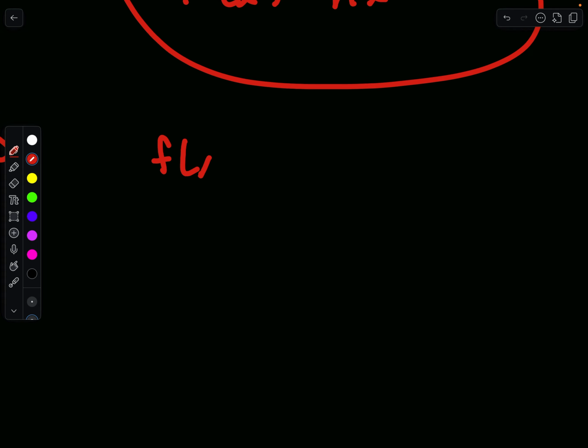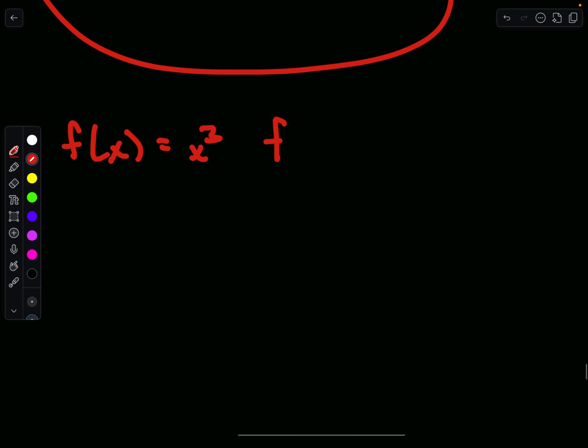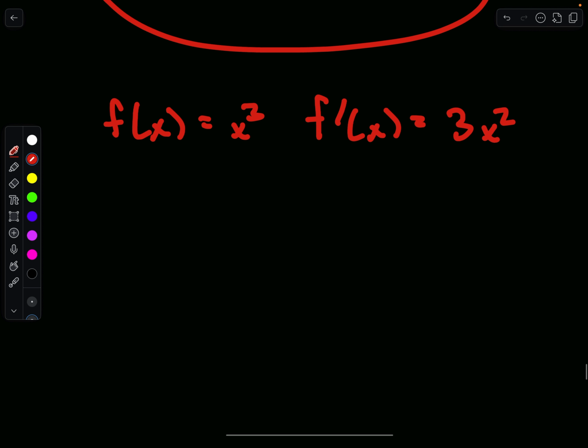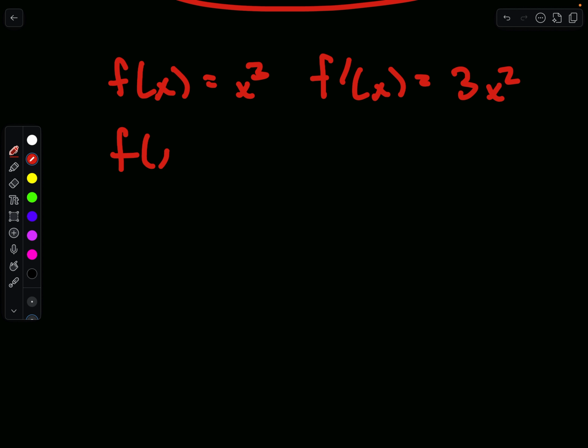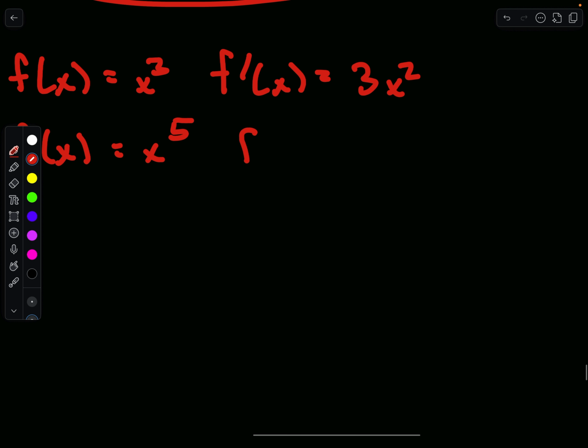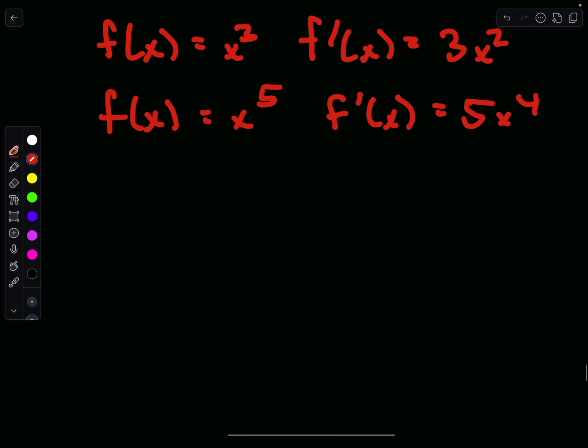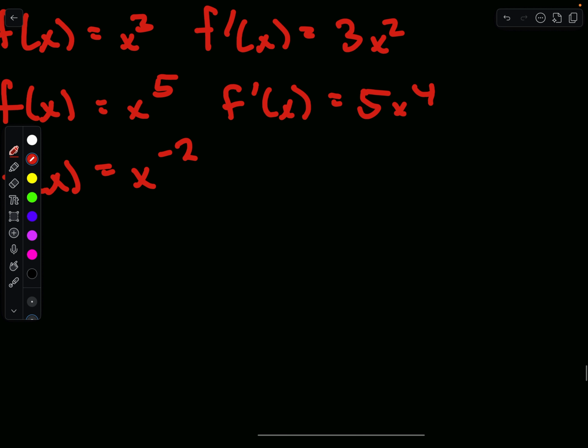Let's say we have f of x equals x cubed. Then f prime of x equals 3x squared. If f of x equals x to the 5th, then f prime of x equals 5x to the 4th. Now in another case, let's say that the exponent is negative. We'll say negative 2. Then f prime of x is just going to be the same thing: negative 2x to the negative 3rd.